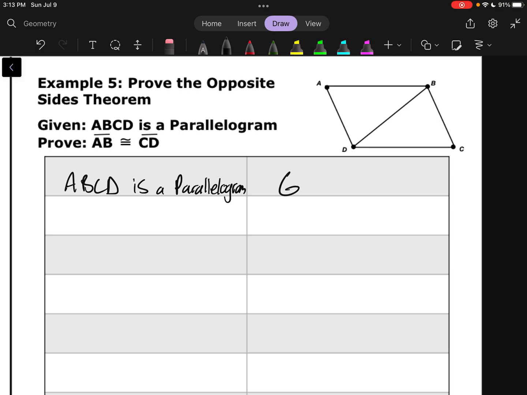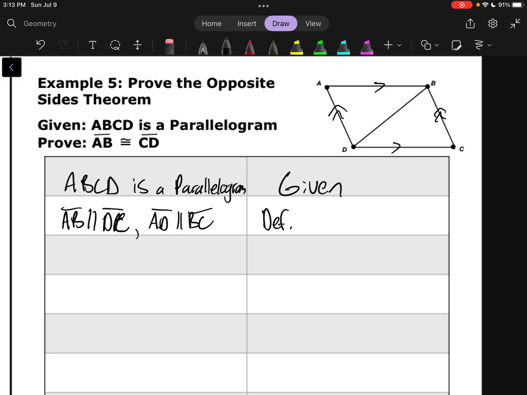Okay, we've got our parallelogram. Okay, so first thing we know is that if we're given a parallelogram, that means that we got some opposite sides being parallel. AB and DC are parallel. And AD is parallel to BC. These are also parallel. And that's because that's what the definition of a parallelogram says. Okay, so we got our parallel sides.